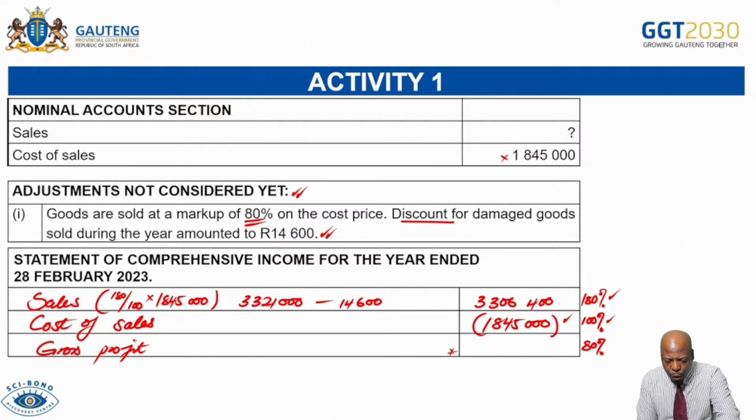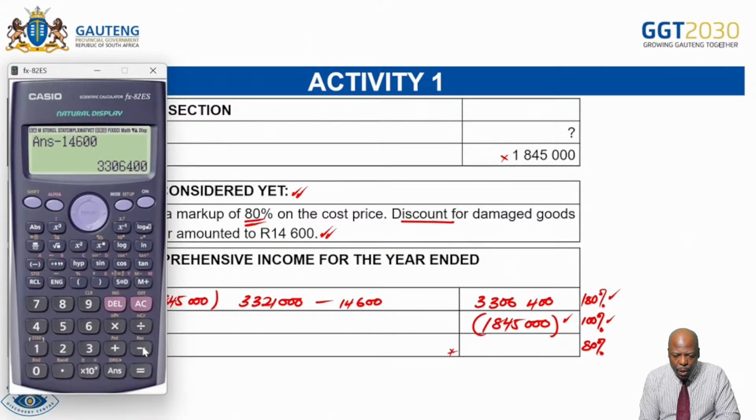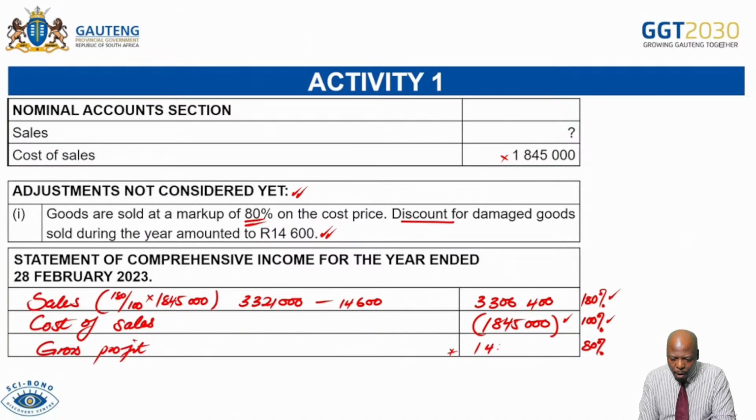So it's my 3,306,400, and then I subtract the 1,845,000 like that, and then I'll end up with 1,461,400. That becomes my gross profit.